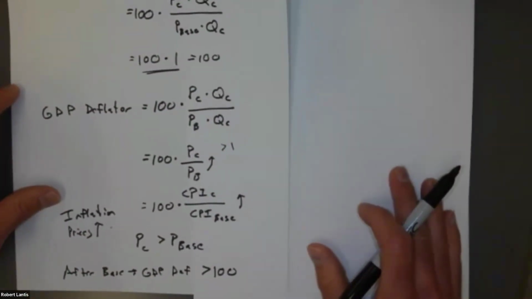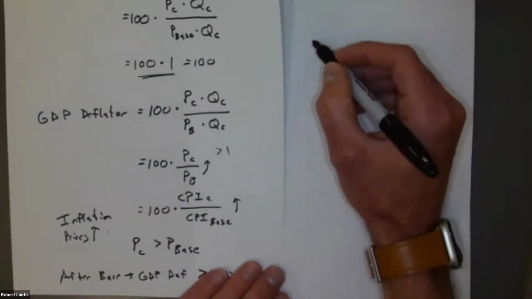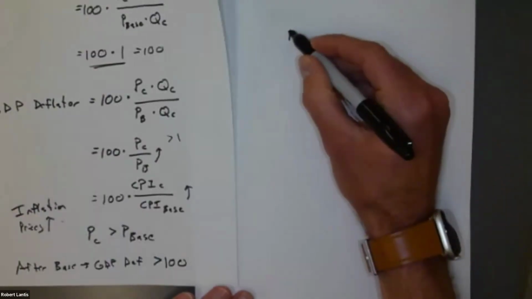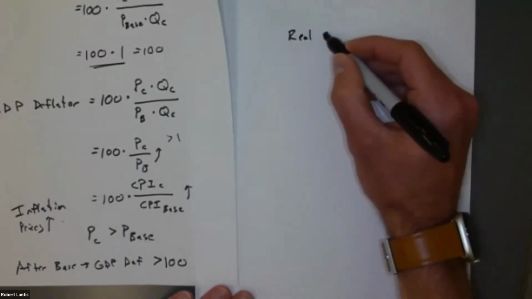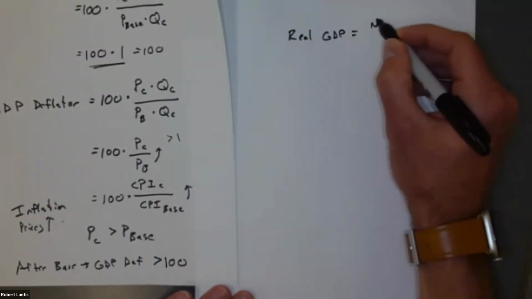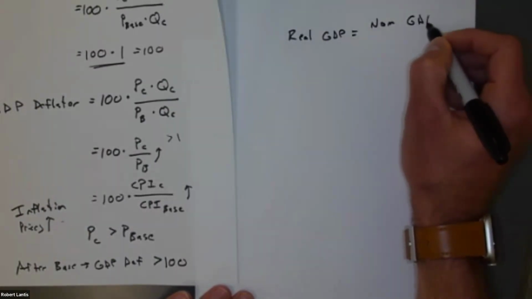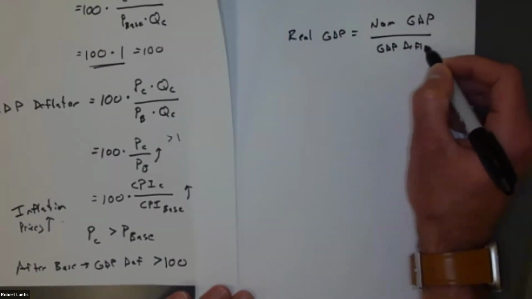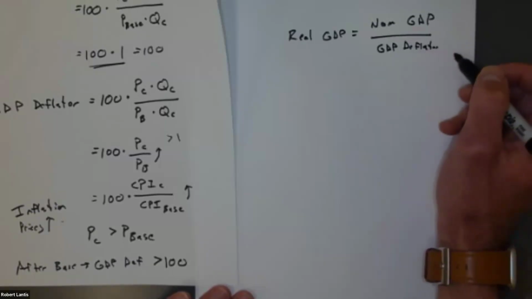Okay. Now, if I rearrange this equation a little bit, I keep this over here, that if my GDP deflator is greater than 100, when I'm calculating real GDP, that's my nominal GDP over that GDP deflator.